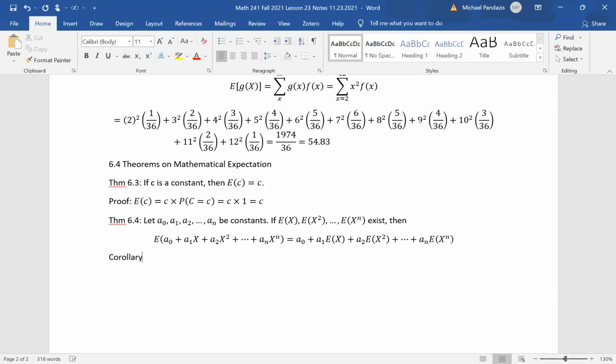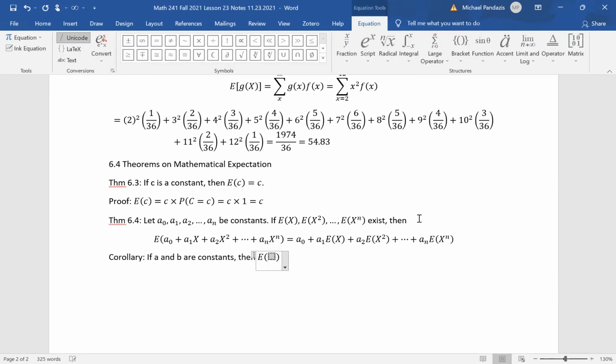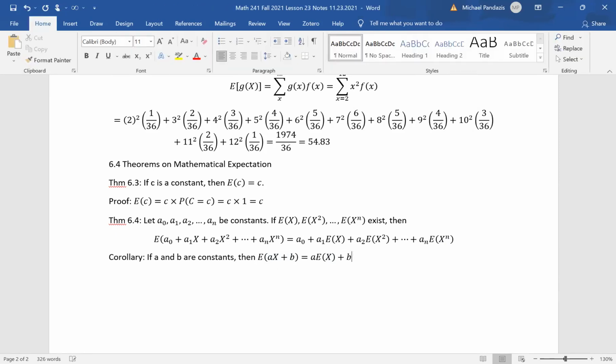A corollary of this theorem is that if a and b are constants, then the expected value of ax plus b is equal to a times the expected value of x plus b. Because you just take E of ax plus E of b, which is b, and E of ax is a times E of x. So you have that as a direct corollary of that theorem. Once we have theorem 6.4, we have that corollary.